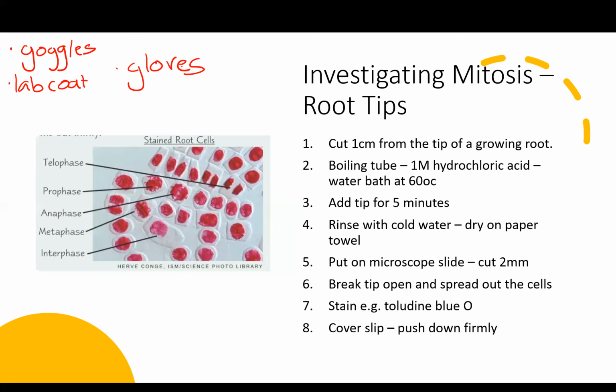So, a step-by-step process for investigating mitosis using staining root tips and squashing them. What you would do is cut 1 centimetre from the tip of a growing root. You might pick an onion, for example. So from the growing root of an onion, you cut 1 centimetre from the tip. Really, really important: it needs to be the tip because that is where growth occurs. So that is where mitosis is going to take place. If you don't pick the tip, you're not going to be able to see anything happening because growth won't be happening.